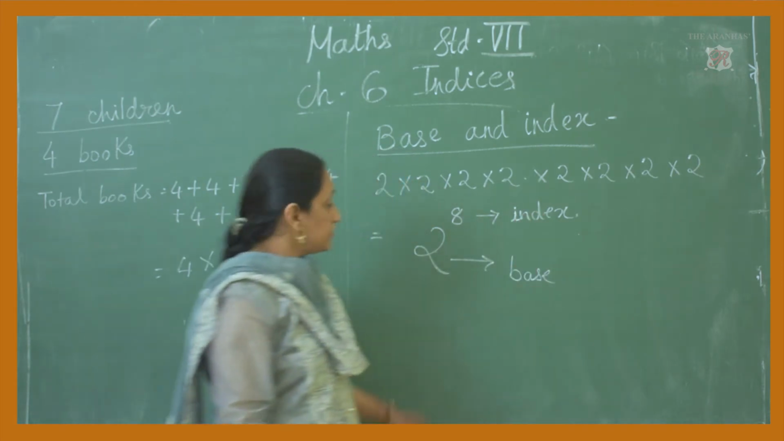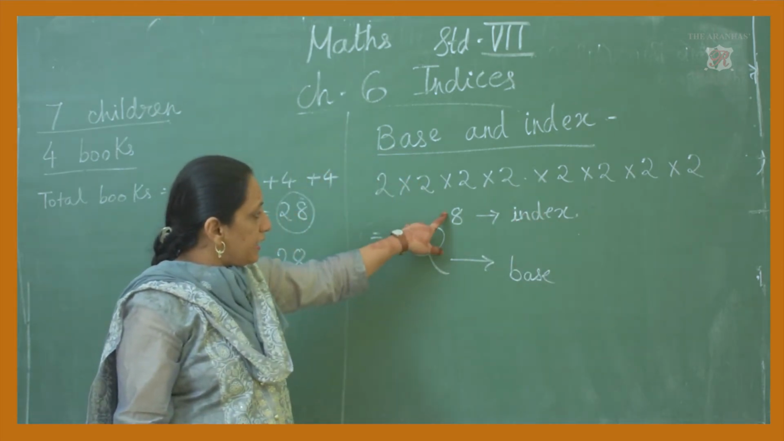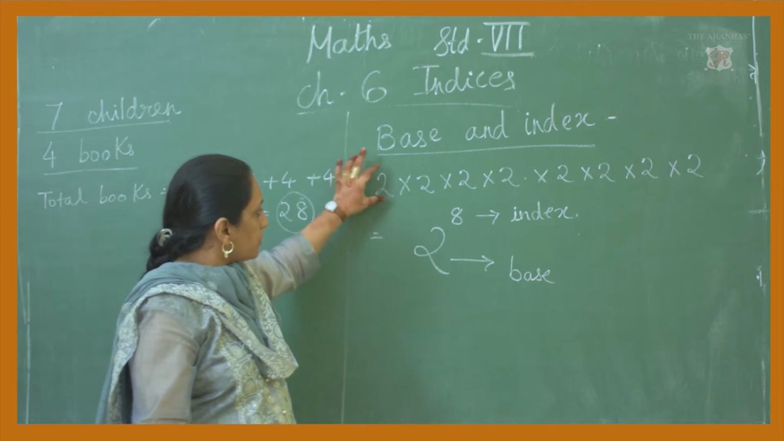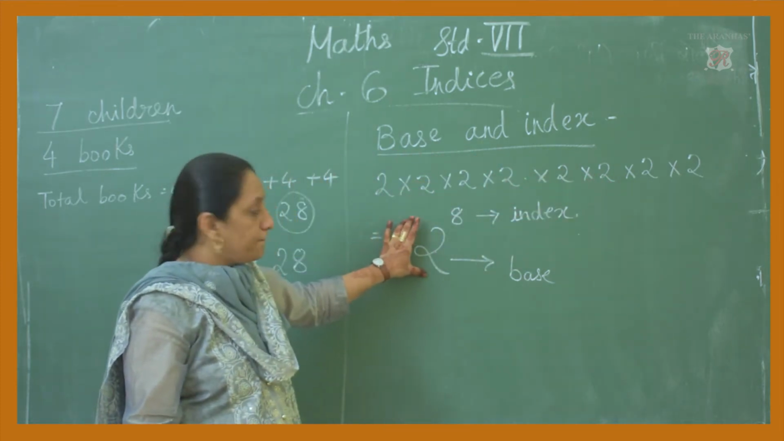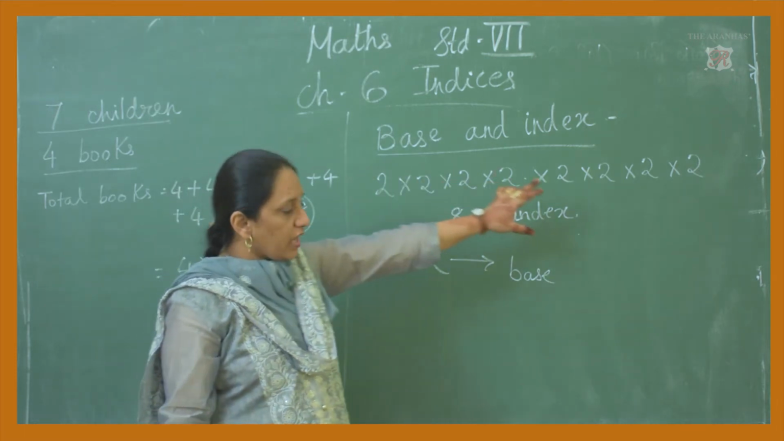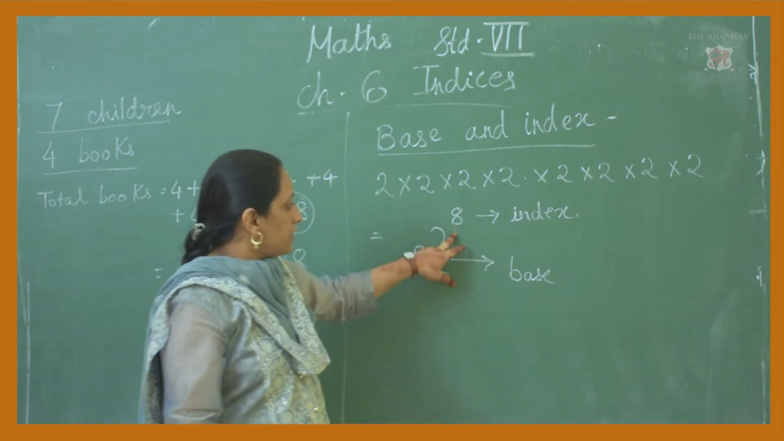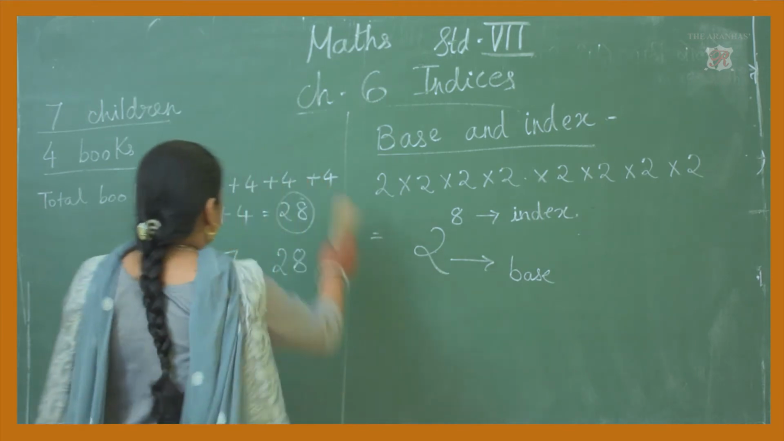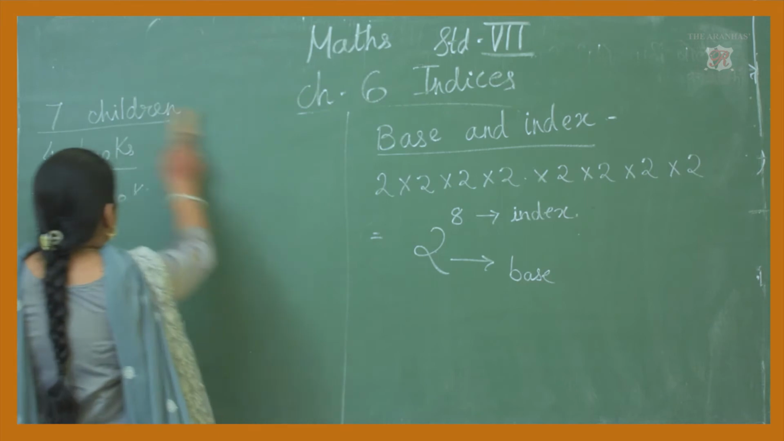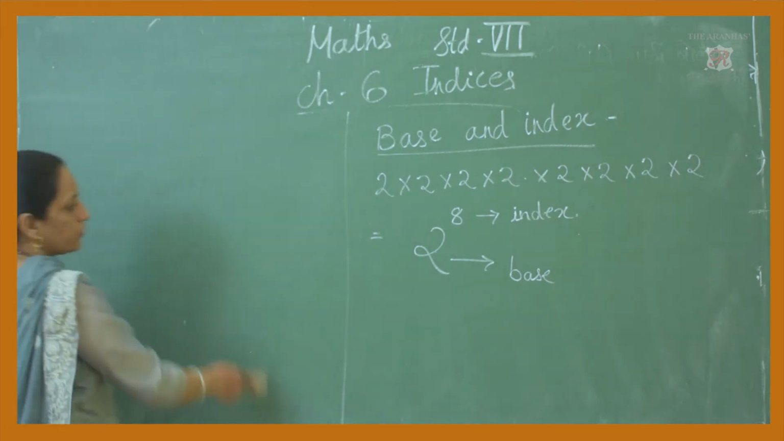Pay attention, students. 2 is multiplied 8 times. So 2, the number which is being multiplied by itself many times, that will come as the base number. And the number of times it is being multiplied will come as the index number. Got it, students? Base and index. Keep it very perfect with this.